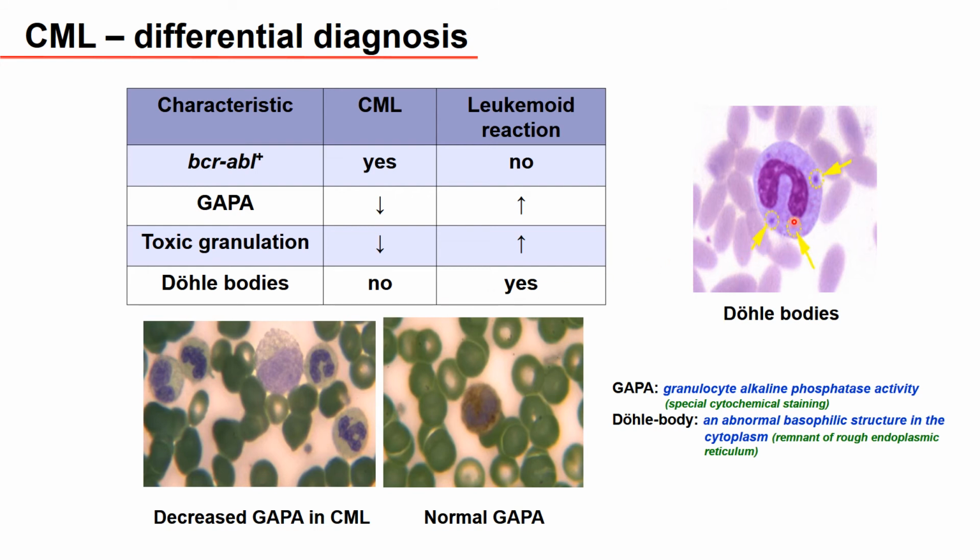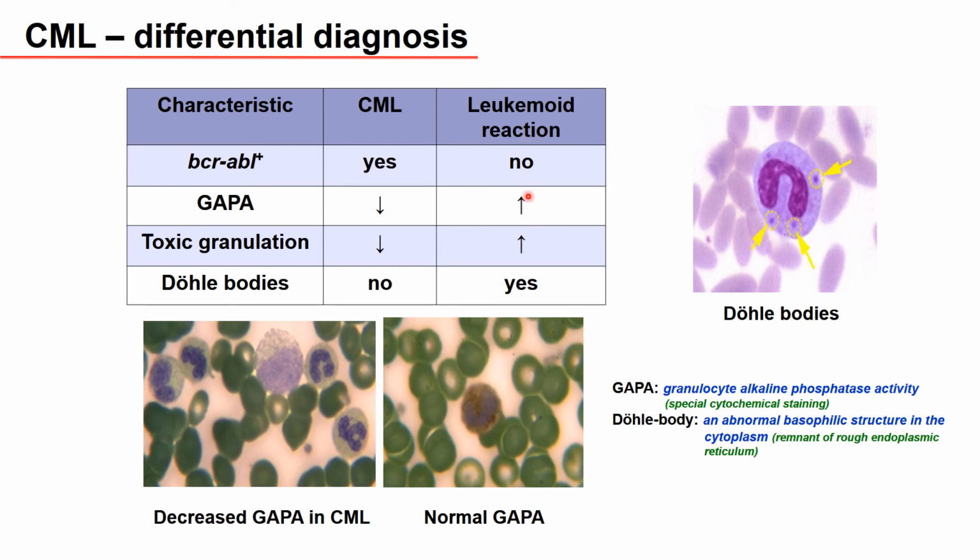Another thing that a good hematologist can see, for example, is the presence of these Döhle bodies. These Döhle bodies are an abnormal basophilic structure that's a remnant of the rough endoplasmic reticulum. I have never seen this kind of Döhle bodies, only in, let's say, a textbook; I have never seen them under the microscope. Maybe I haven't seen too many slides, but most commonly the BCR-ABL and the toxic granulation and the leukocyte alkaline phosphatase can help us to differentiate CML from the leukemoid reaction.